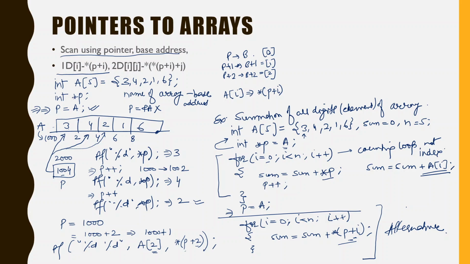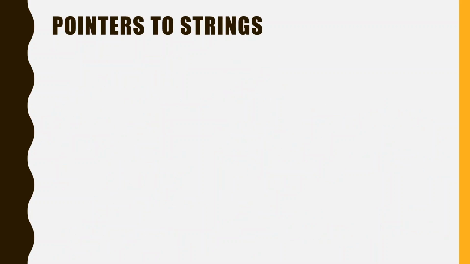So the base address of an array was assigned to the pointer variable, and pointer variables can be used to scan various arrays. Subsequently we will see how to assign pointers to strings and what the benefits of accessing strings through pointers are. Similarly, as we applied pointers for an integer array, the same can be applied to a character array.